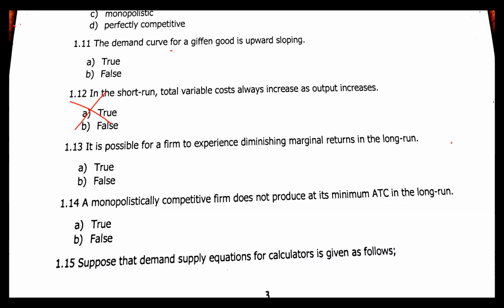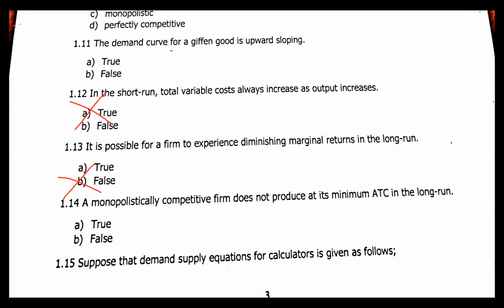Okay. Number 13: it is possible for a firm to experience diminishing marginal returns in the long run. No, it's false. It's not possible for a firm to experience diminishing marginal returns in the long run. Why? Because in the long run, all inputs are variable, so they can change and increase our return. It's not like in the short run, where diminishing marginal returns are experienced, where some inputs are fixed.